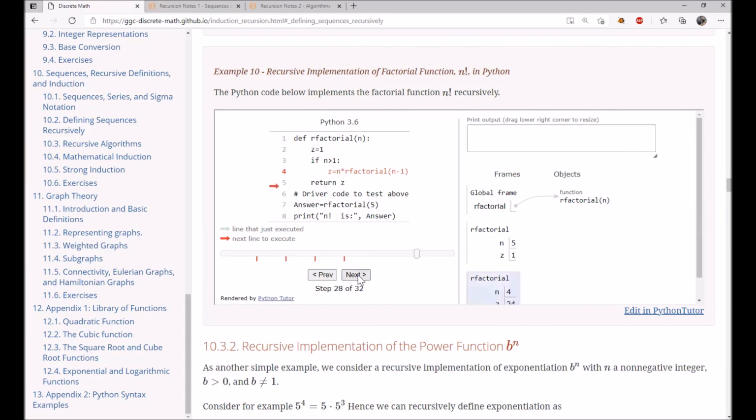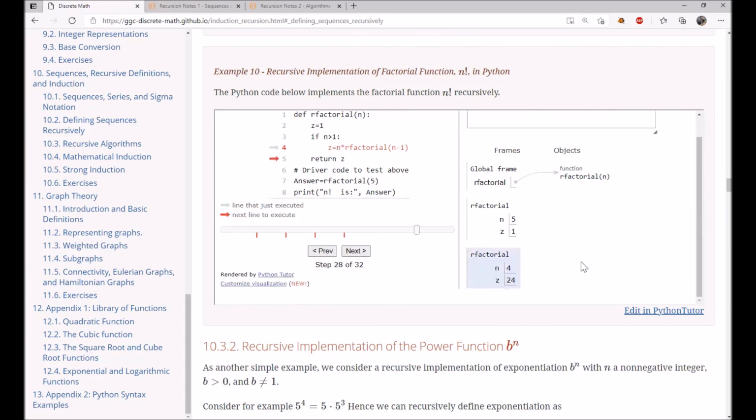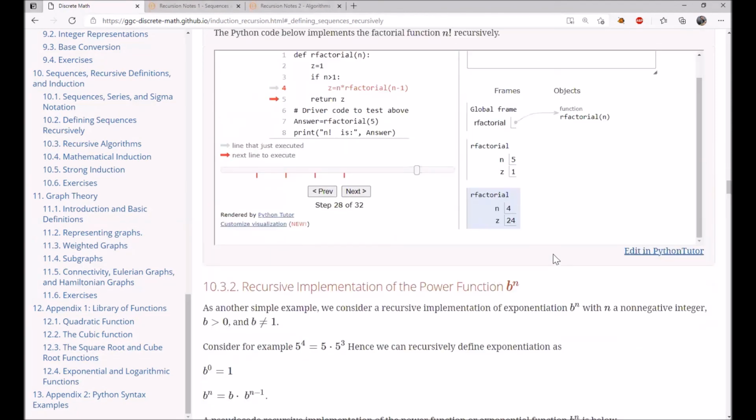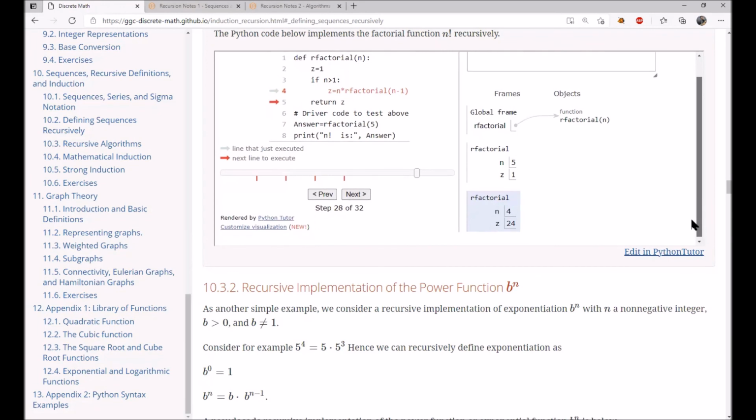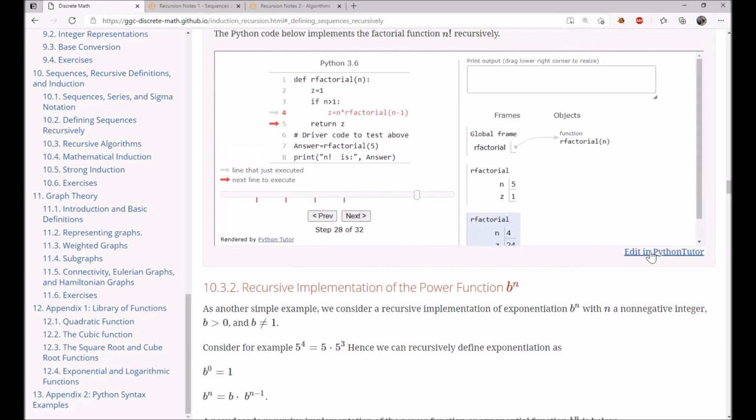So you can notice that it keeps moving down there. And z is starting to change now because z is going to be n times recursive factorial of n minus 1. It's hard to show this on the screen because I don't have a lot of room, but I would encourage you to go to Edit in Python Tutor and walk through this yourself. If we walk all the way to the end, the return value is 120. And then it's going to say n factorial is 120.